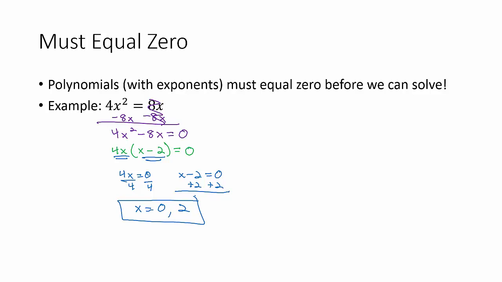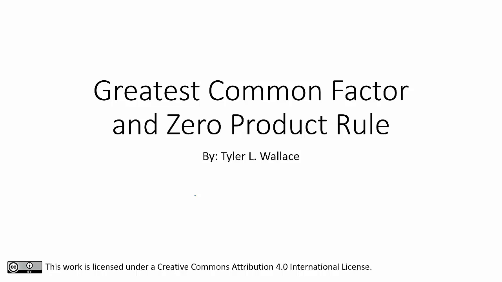So the zero product rule: it must be equal to 0. Factor it and set each factor equal to 0. To do that, we looked at that greatest common factor. So take a look at the homework assignment tonight. Practice with that greatest common factor, factoring it out, and then how we can use that with the zero product rule to actually solve polynomial equations.